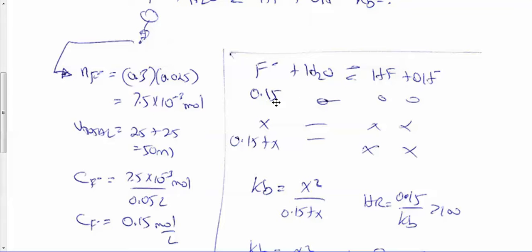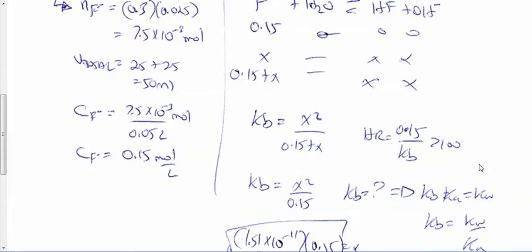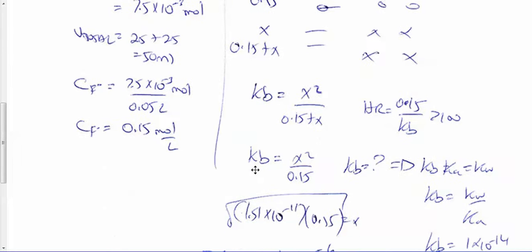So you have 0.15 as your initial, dashes for water, 0 and 0, then minus x, 0.15 plus x, and x. Now remember, Kb is equal to x squared over 0.15 plus x. If you do the 100 rule, you can say Kb is equal to x squared over 0.15.